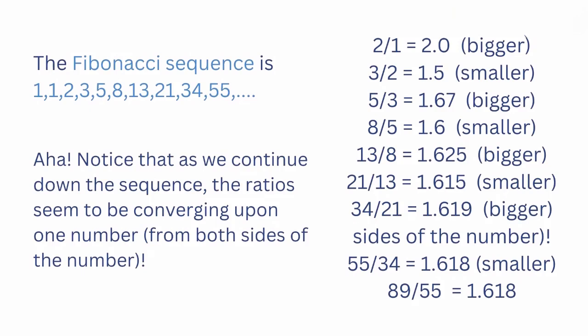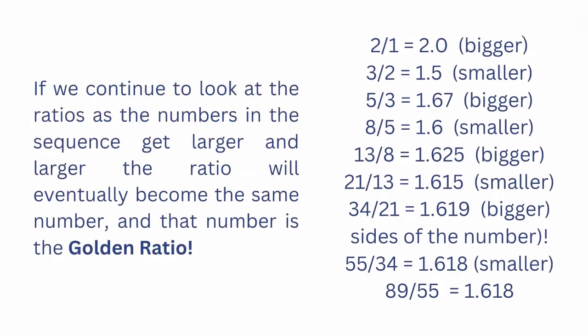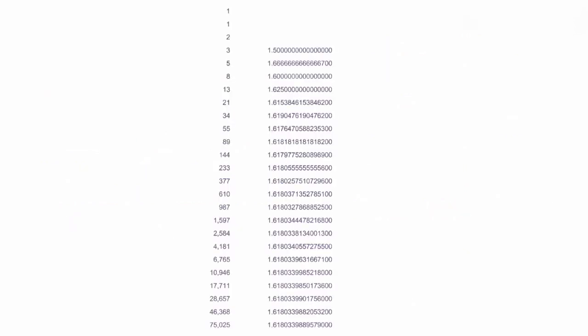Notice that as we continue down the sequence, the ratios seem to be converging upon one number, from both sides of the number. If we continue to look at the ratios as the numbers in the sequence get larger and larger, the ratio will eventually become the same number, and that number is the golden ratio. Now you can focus and observe the given Fibonacci sequence.